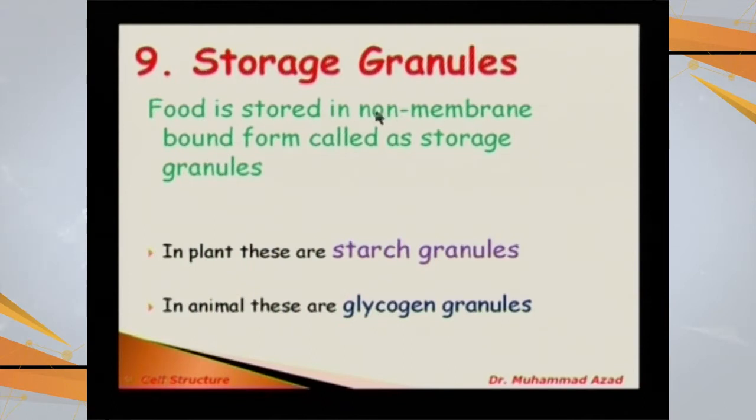So food is stored in non-membrane bound form, and these organelles are called storage granules. In case of plant cells, these are called starch granules, and in case of animal cells, they are given the name of glycogen granules. We have completed all the 18 organelles which are present.